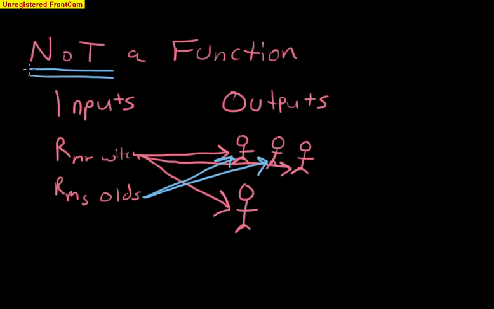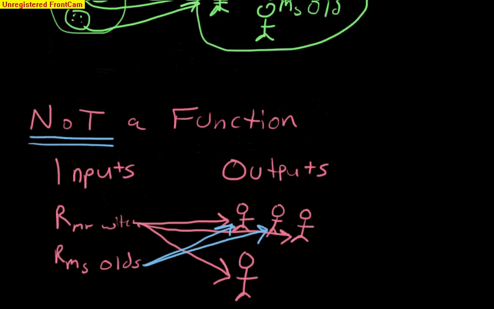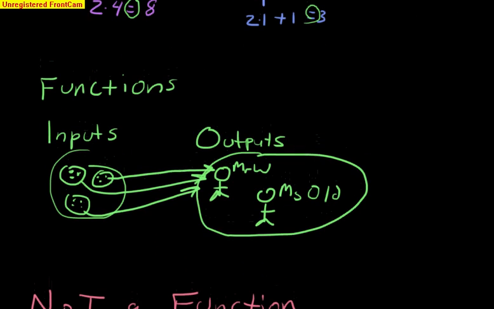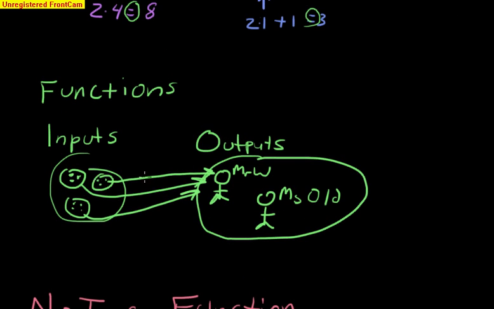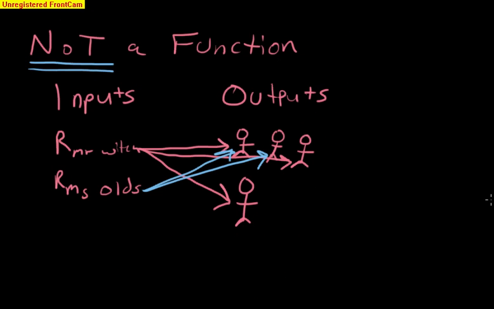Not a function, okay? Let's go back to our cookies, okay? For it to be a function, your inputs can only go to one output. The cookies could only go to Mr. Witcher or Miss Olds. They could not go to both. The rumor could go to any of these 4 students, to any of them. So this is not a function.